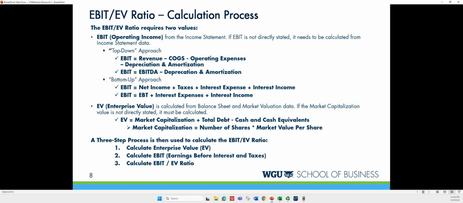Once we have those two foundational items, we can then apply a three-step process to calculate the EBIT to enterprise value ratio. So the first step is going to be to calculate the enterprise value, calculate EBIT if it's not available, and then calculate the EBIT to EV ratio.